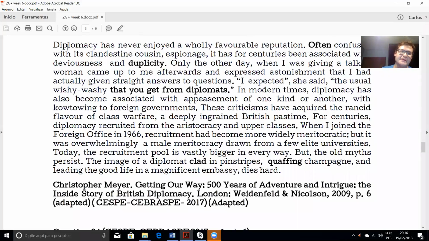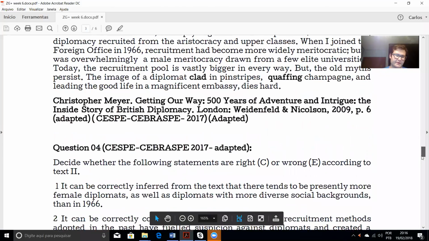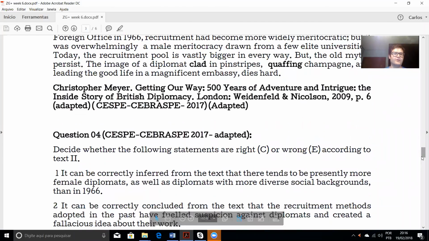When he says here that the pool is vastly bigger in every way, he's inferring that in every way, meaning diverse cultural backgrounds, there are more females than there were before, now from different classes as well, they recruit. So naturally, you can infer that also women are now in increased numbers compared to back then. It's not saying that it's mostly female, it's saying that it increased the numbers of females since the 1960s. Okay, so this one is correct.